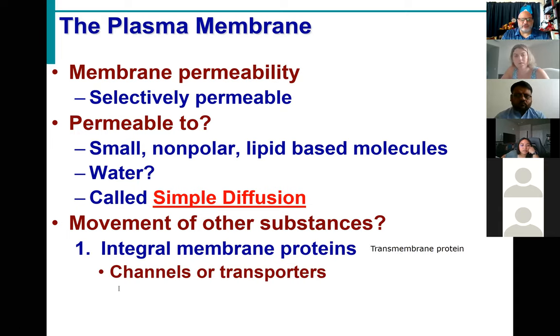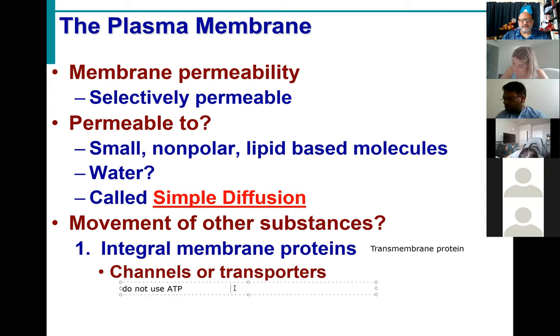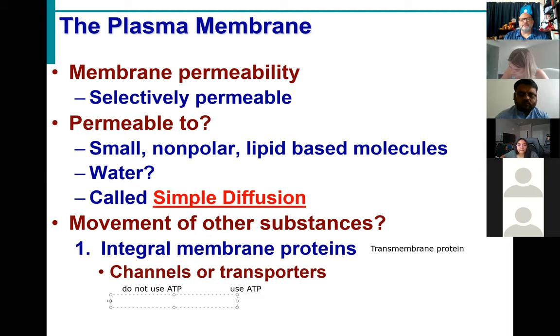Channels do not use ATP, whereas transporters use ATP. So, there are some fancy words we have for this. Something that does not use ATP, how do we refer to that? If a process doesn't use ATP, we say it is, well, maybe it's easier if we do it the other way. If it uses ATP, what do we say it is? There we go, it's passive. Passive if it does not use ATP. And if it does use ATP, then what do we call it?